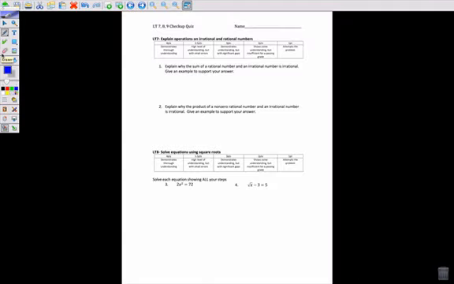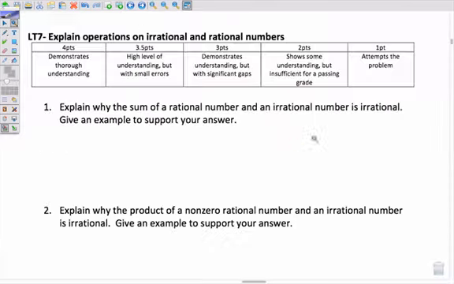Alright, in this video, I just want to quickly go over the checkup, if you had any questions about that. So we'll just start with the first part. For the most part, Learning Target 7 went pretty good. The basic main idea here is just these two questions.